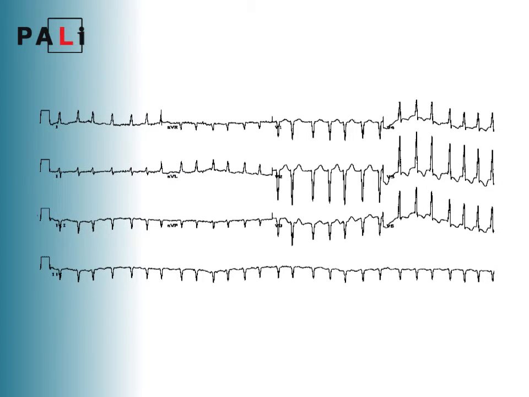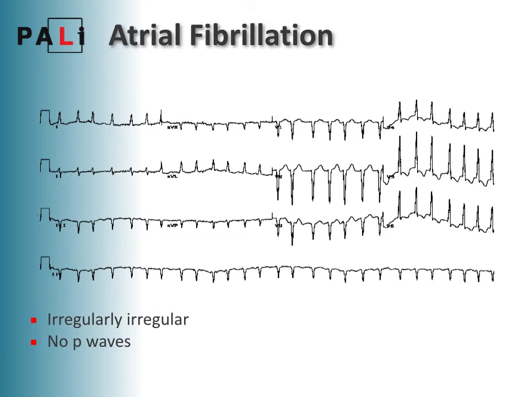Moving on to this ECG now. We can see that this is irregularly irregular, and there are no P waves present. So automatically this screams at us that this is atrial fibrillation.